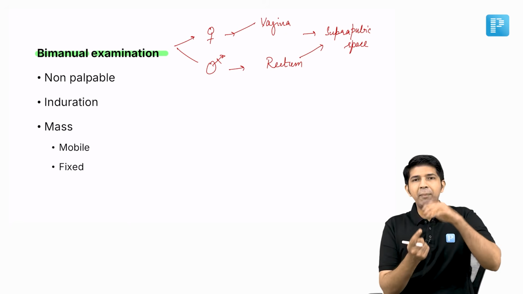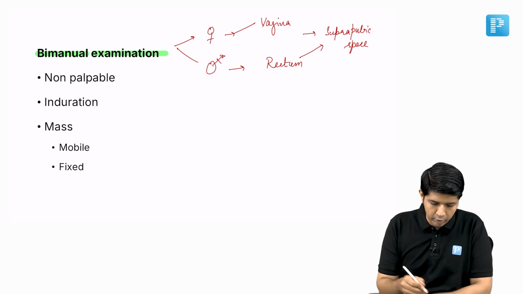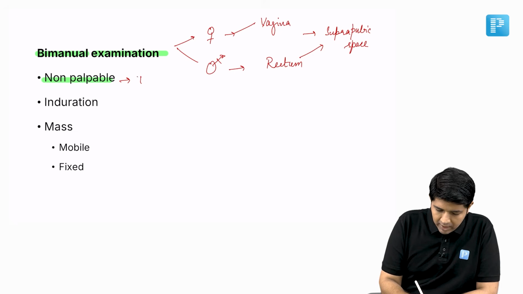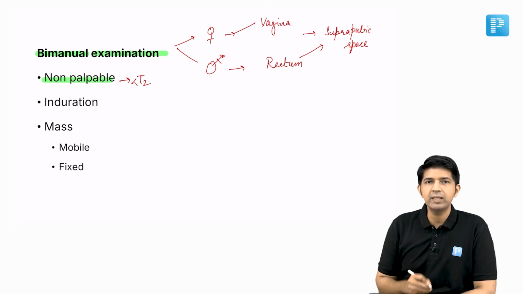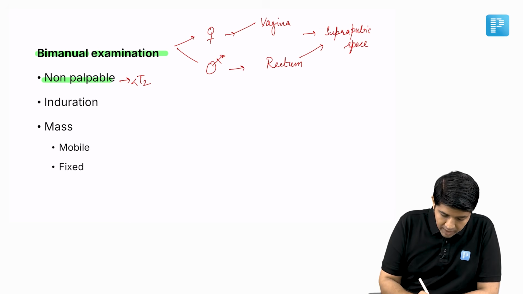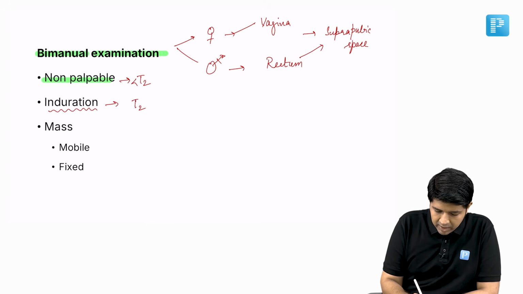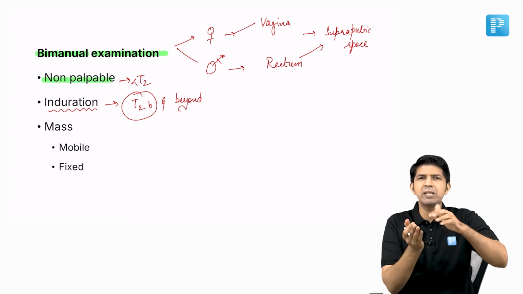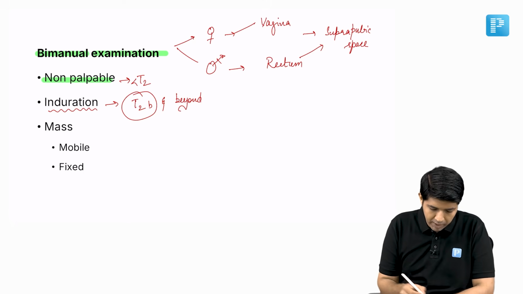So by doing a bimanual examination, if you are unable to feel the tumor, that means if it is non-palpable, it is less than T2. Okay, we will talk about what T1, T2 is in some time. If there is induration, that means it is at least T2B and beyond. You can't feel a mass, but you can feel some sort of induration there, that is T2B.